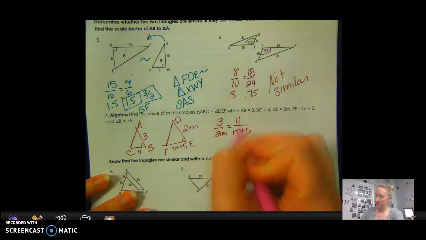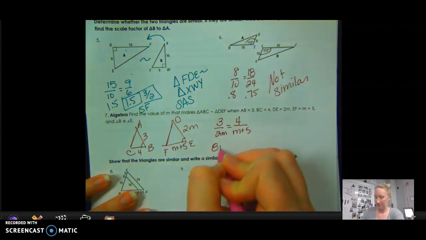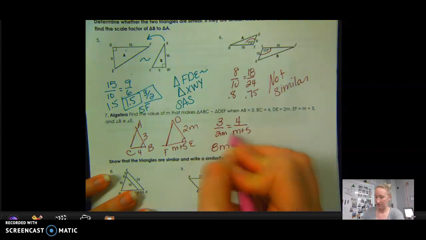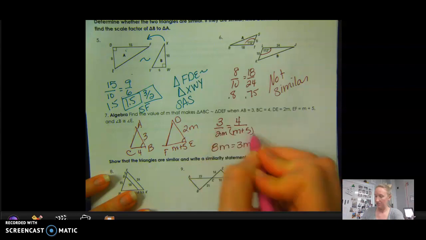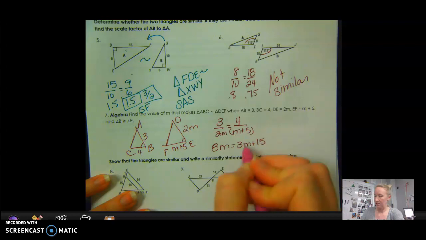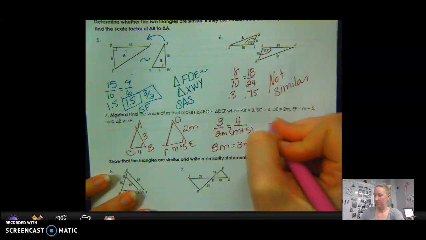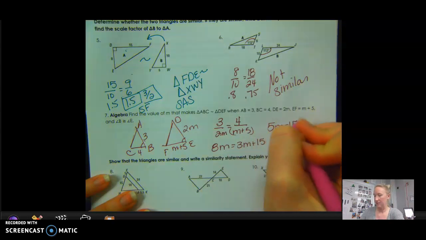We're going to cross multiply. 4 times 2M is 8M equal 3 times M plus 5. Put that in parentheses. 3 times M is 3M plus 3 times 5 is 15. Subtract 3M on both sides, so I get 5M equals 15. Divide by 5 and M equals 3.